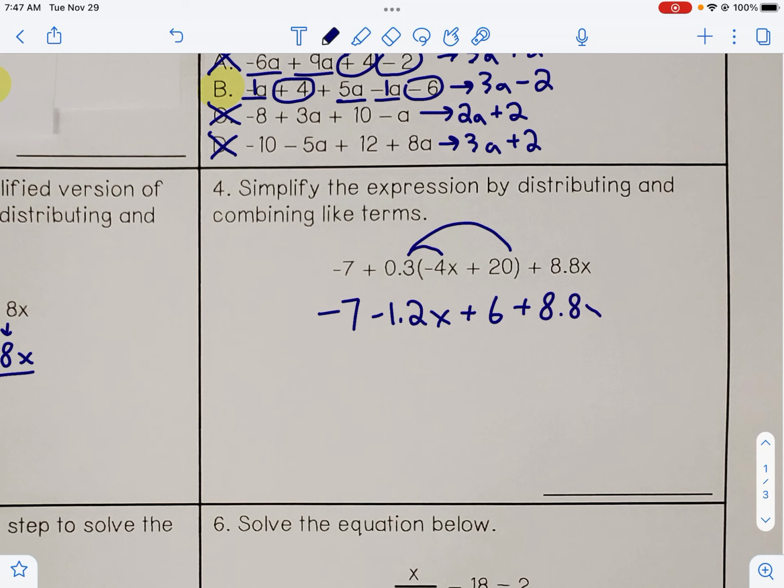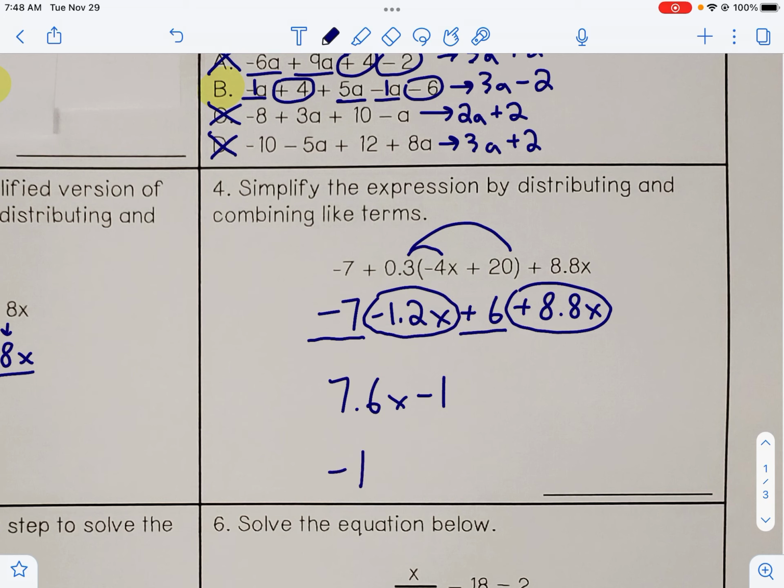Once we've distributed, we can get rid of the parentheses. Now we're going to combine like terms. So combining together negative 1.2x and 8.8x, we'll end up with 7.6x. Negative 7 plus 6 is negative 1. You could also write your answer as negative 1 plus 7.6x. Both of those would be correct.